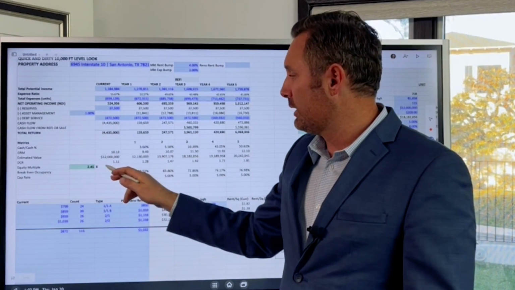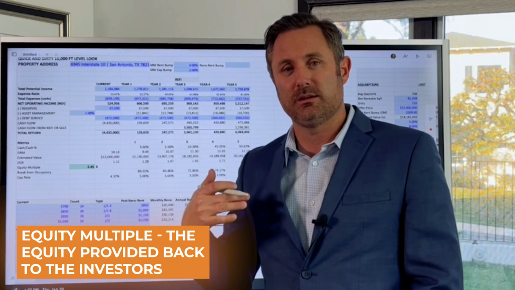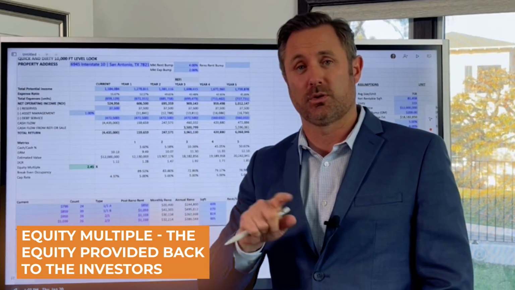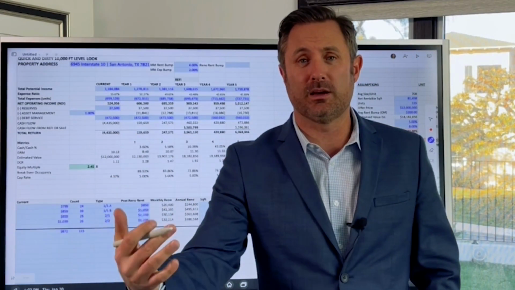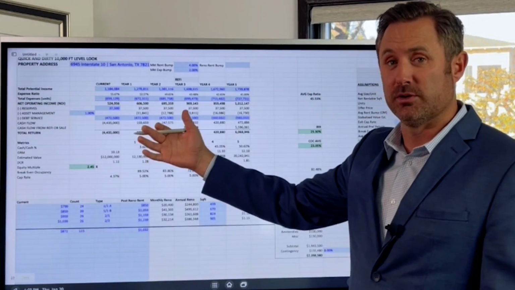Another metric I'm looking at really quickly is our equity multiple, in terms of the equity we're going to provide back to investors over the life of the project. In this case, say it's 2.45. So if you give me $100,000, I'm giving you $245,000 back over the term of the project, which in this case is, say, a 3 to 5 year deal.